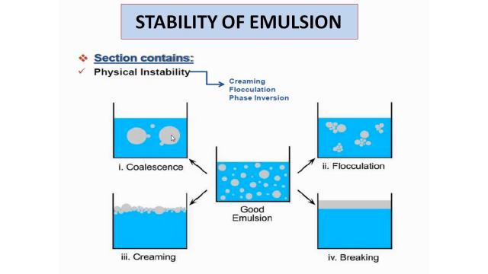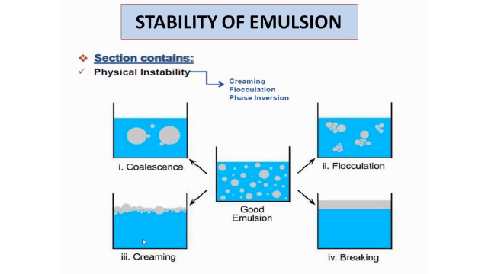Number one, coalescence. Coalescence means the particles will join together to form bigger particles. The droplets of the dispersed phase will join together to form bigger dispersed phase droplets. This will hinder the stability of the emulsion. So this is known as coalescence.